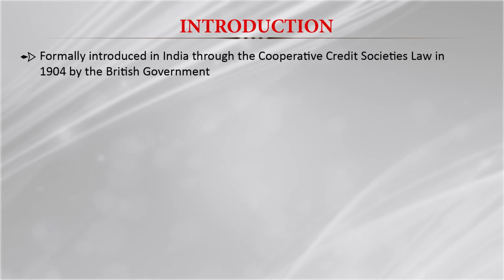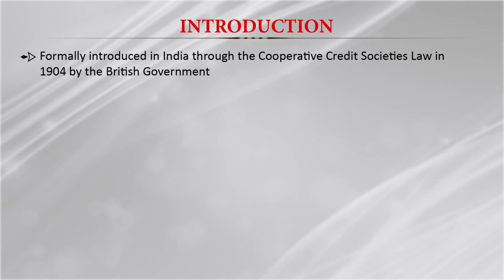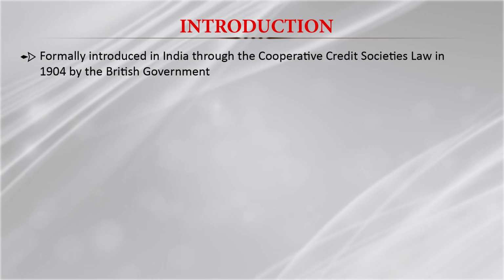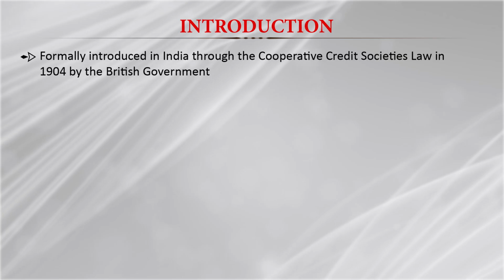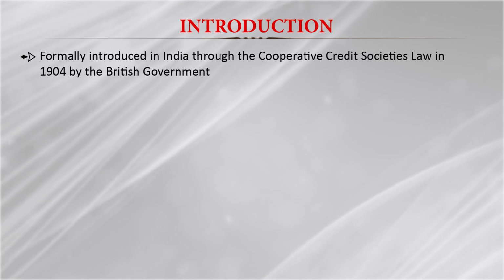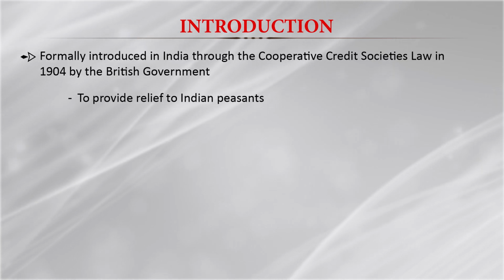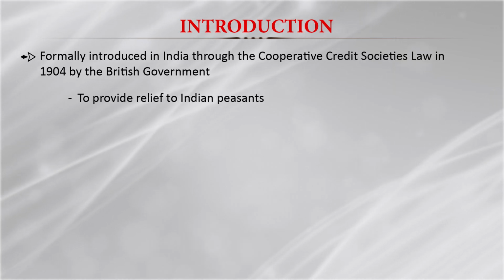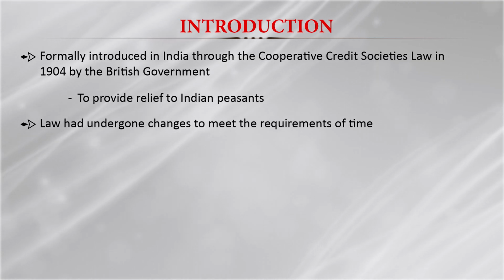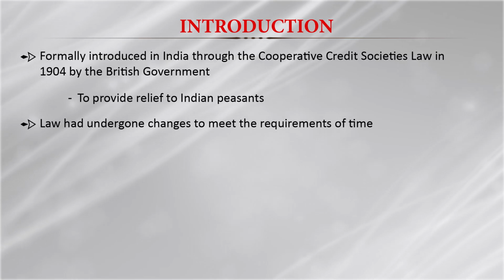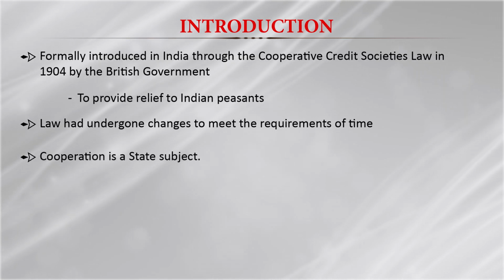Formally, the cooperative sector was started in 1905 by the British government, which brought in the cooperative credit society law. The purpose was to provide relief to the Indian peasant from the clutches of the money lenders. The law of 1904 has undergone many changes from time to time as required, and cooperative became a state subject in 1919.